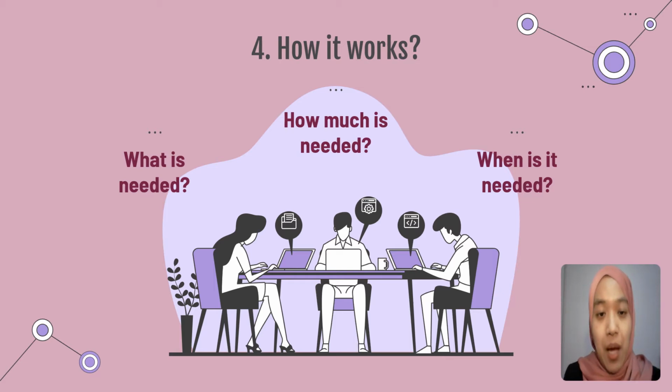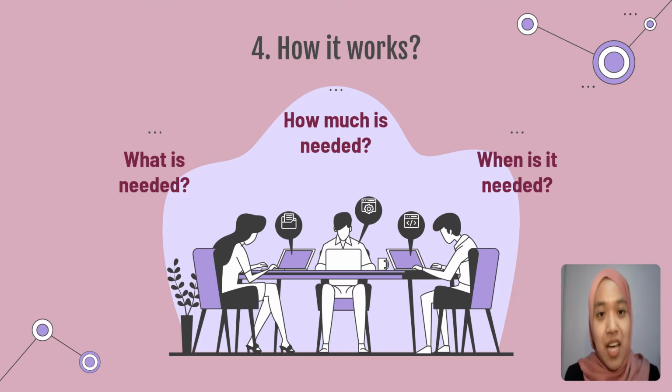MRP systems help manufacturers record inventory needs while balancing supply and also demand. And the third question is when is it needed. MRP is primarily performed using a software system to ensure that the right inventory is available in the production process exactly when it's needed at the lowest possible cost. This makes MRP more efficient, flexible, and also profitable.